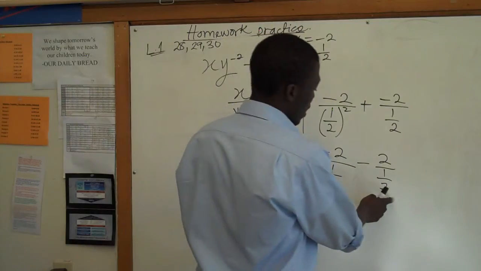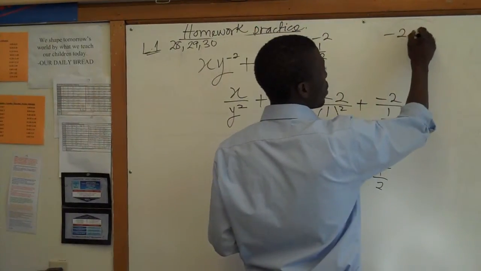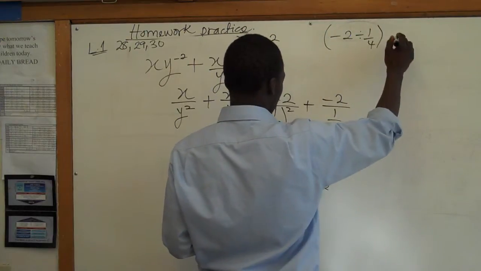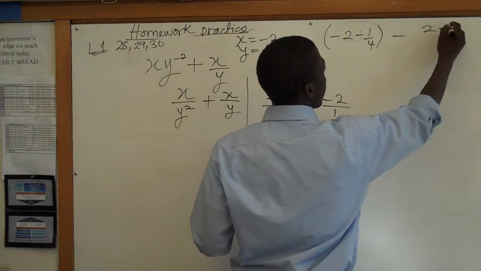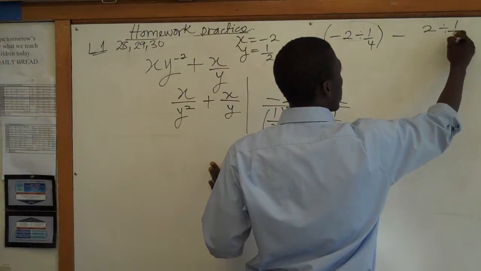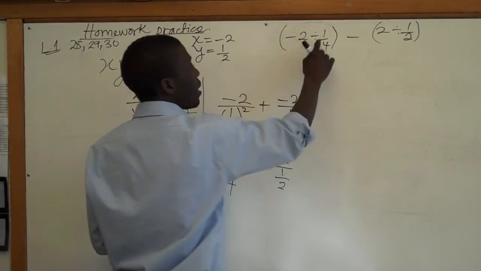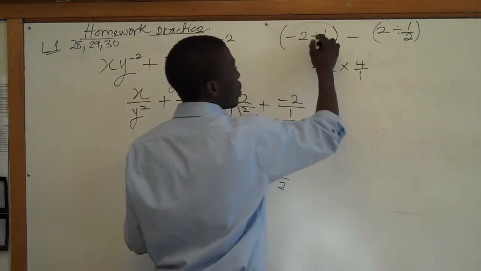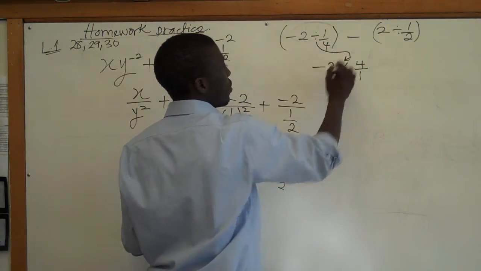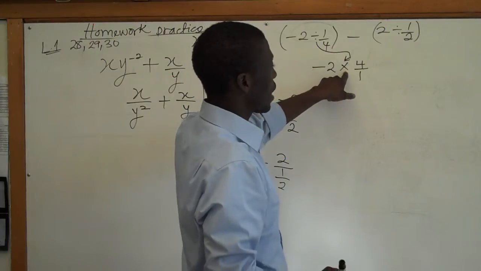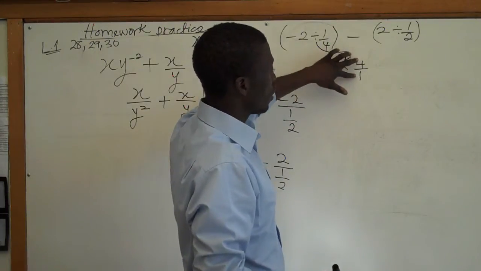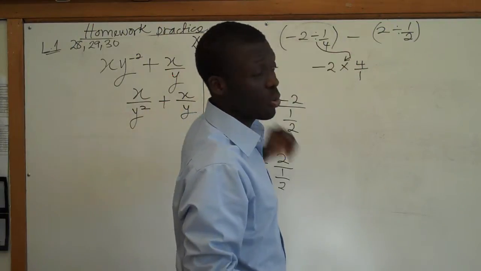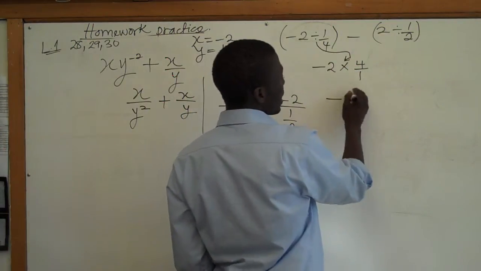We can rewrite these things as minus 2 divided by 1 over 4. We'll do them in different sections here for a second. Minus 2 divided by 1 over 2. This is the same thing as minus 2 times 4 over 1. So notice that when I changed it from the divided by to the multiplication sign, the numerator becomes the denominator, and the denominator becomes the numerator. And so this becomes minus 8.